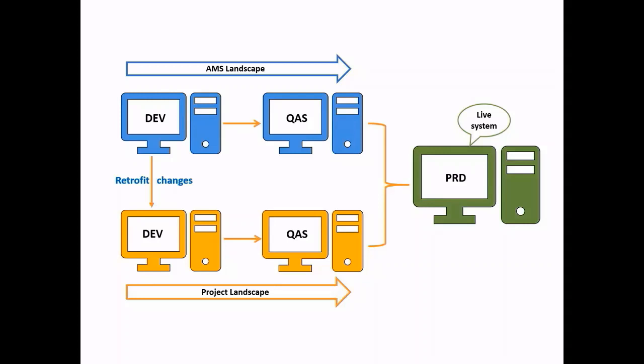But in case they apply the new higher patches into the project landscape, there will be a patch level difference. So even if you create the TR at the lower patch level, if you try to move it into the higher patch level, it's not going to work. So is there any other alternative? Yes, there is an alternative, and I'll show you that: how you can move the mass SU24 changes from the AMS landscape to the project landscape. Okay, let's move on to the exact demo.